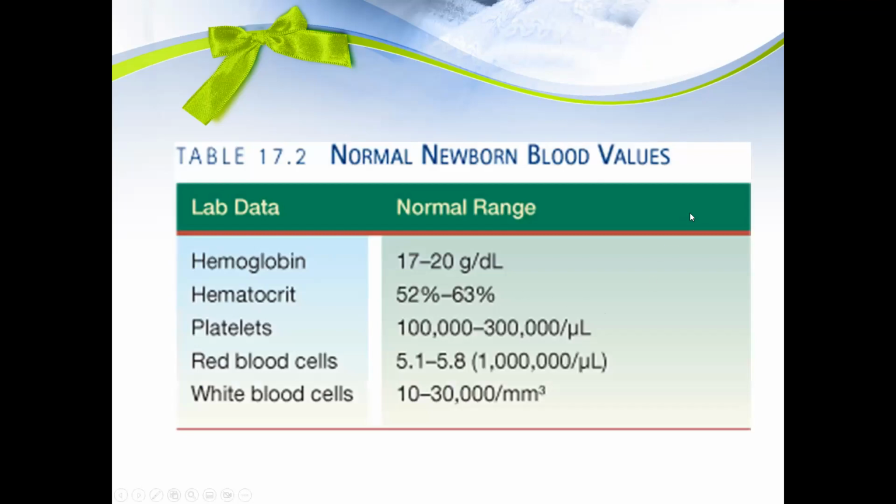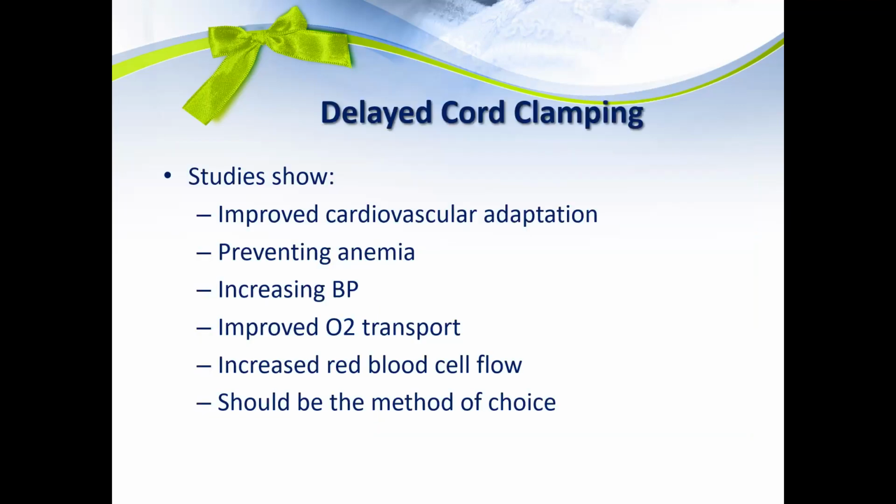So here's some of the normal values that you might see. These labs are a little bit off, so let me tell you what your book says. Your book says hemoglobin 16 to 18, hematocrit 46 to 68, platelets 150 to 350, red blood cells 4.5 to 7.0, and white blood cells 10 to 30,000. So that was the only thing on there that was equivalent to what your book says.